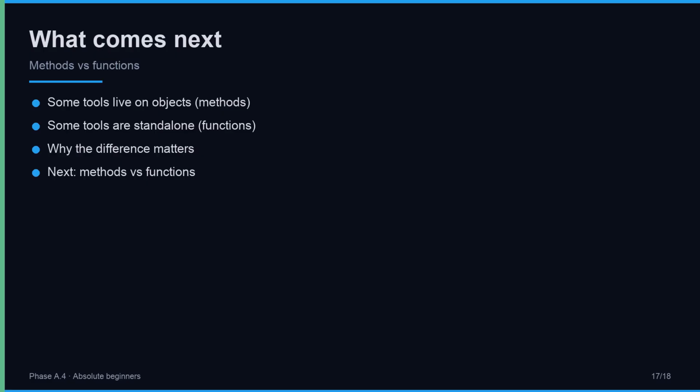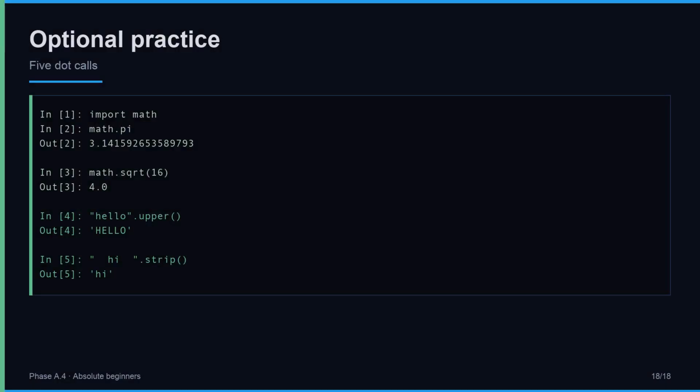Methods versus functions. If you want a quick practice, try five calls. math.pi, an attribute. math.sqrt of 16, a method. hello.upper, a method on a string. A string with spaces.strip, another method. Two attributes, three methods. When you can read each one out loud and explain whether it is data or a tool, the dot is yours.